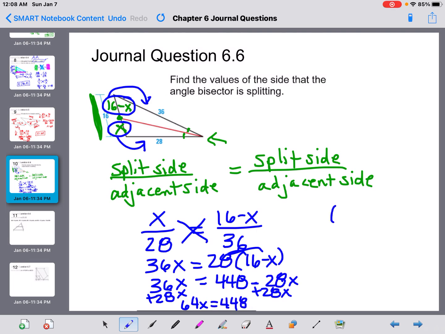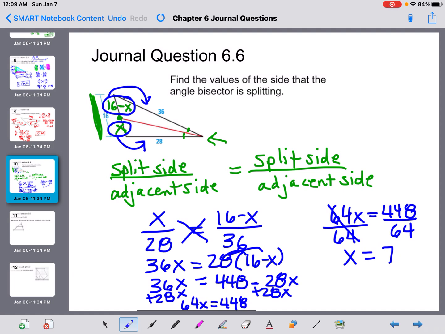To get X by itself, I'm just going to rewrite it here where I have some room. I have a 64 being multiplied times the X, so to get rid of multiplying by 64, I divide by 64. And what I did to the left side, I do to the right. So this cancels. 448 divided by 64 gives me an answer of 7. All right, so what does 7 mean?